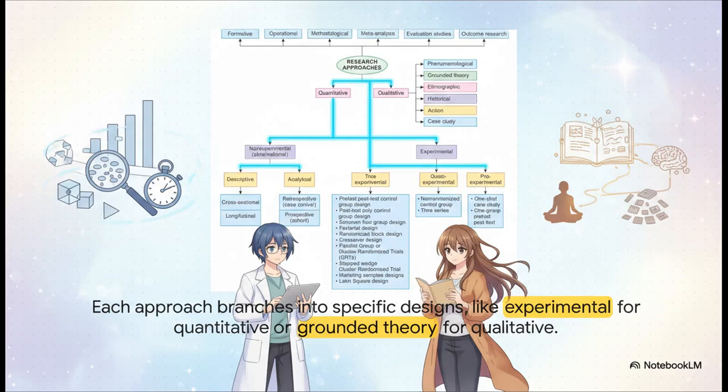Now, it's worth knowing that these two approaches are like big umbrellas. Underneath each one, you've got a whole family of different types of studies. So under the quantitative umbrella, you'll find things like experimental studies. And on the qualitative side, you have methods like phenomenology, which is all about exploring a lived experience, or grounded theory, which tries to build a theory straight from the data.